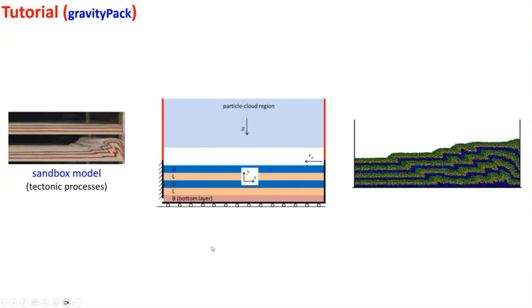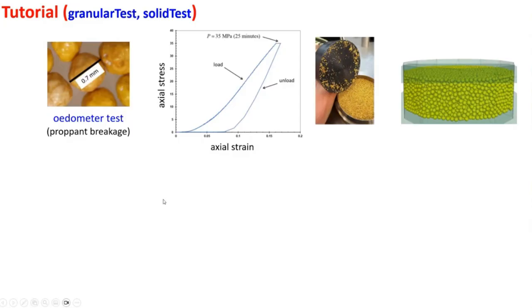Then look at this. This should look familiar to one of the people in this course. We're going to look at a granular material, and we're going to take that simple 12 lines of code that let us build a box and have particles settle. And we're going to say, oh, this is an oedometer test. What's an oedometer test? You take material. In this case, these are proppant beads. You can see the length scale.